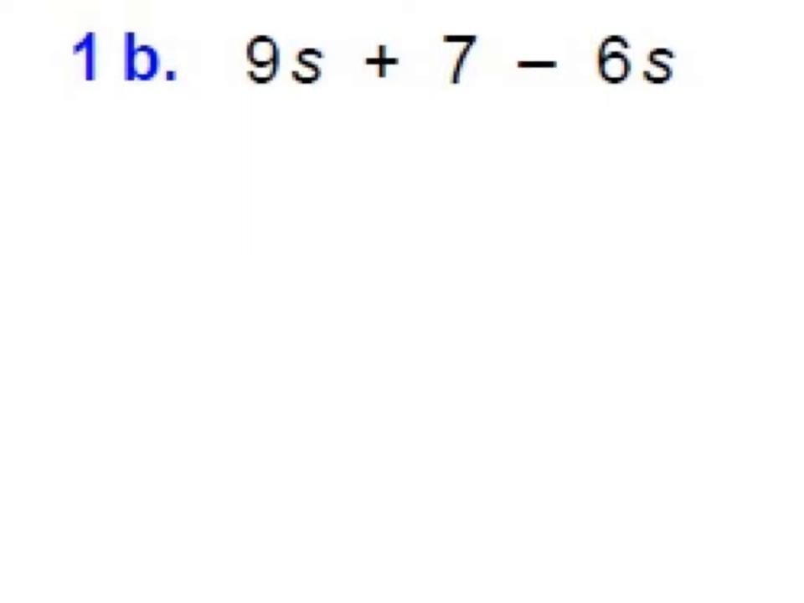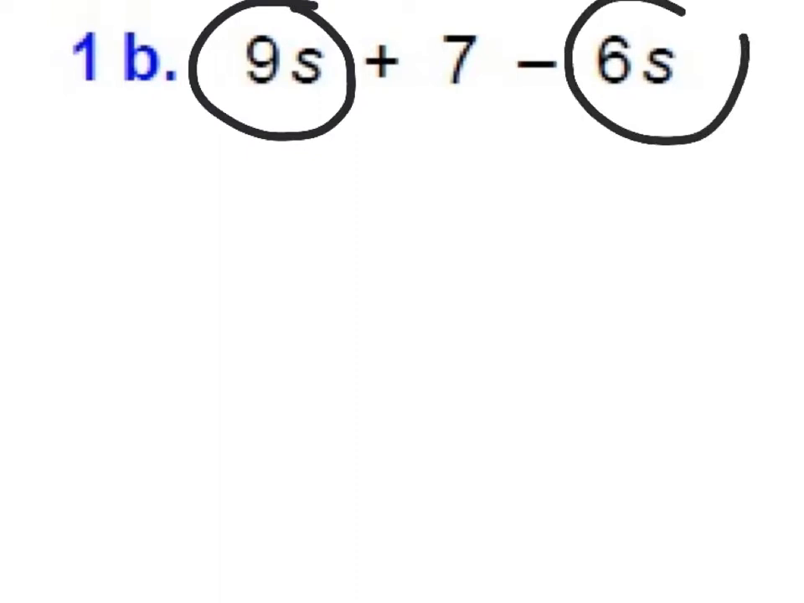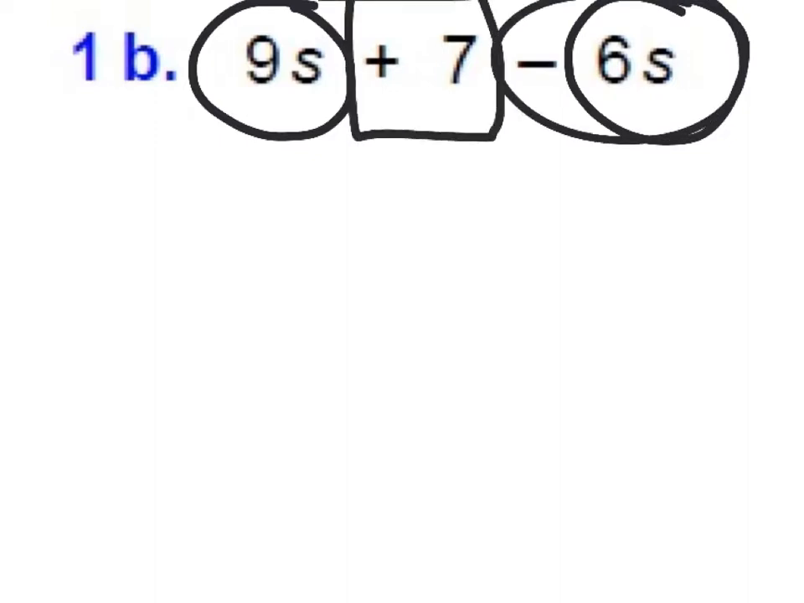All right, now here's the second problem on your paper. I have 9s plus 7 minus 6s. And so what I want you to do is take your pencil and circle things that are like, and then square the things that aren't. So you want to combine like terms.